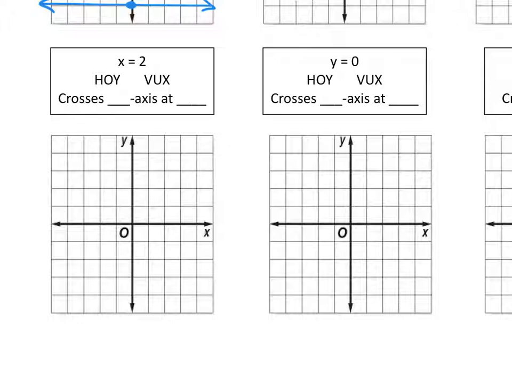So if we're looking at this second one, x equals 2. Is this a Hoy or a Vux? A Vux line, which means it crosses the x-axis at 2. This is where the x-axis is 2, and it's a vertical line. Please use your ruler even though I'm not. What's the slope of this line? It means U. What does the U stand for? Undefined.